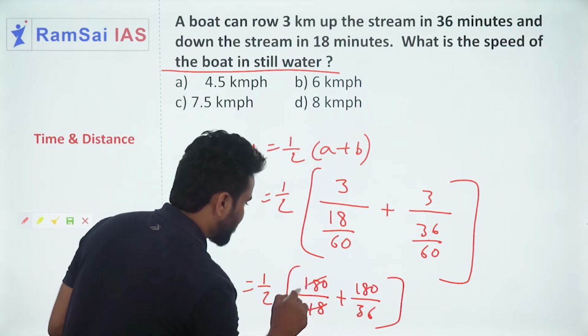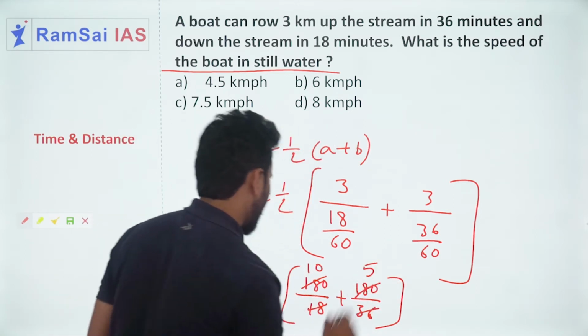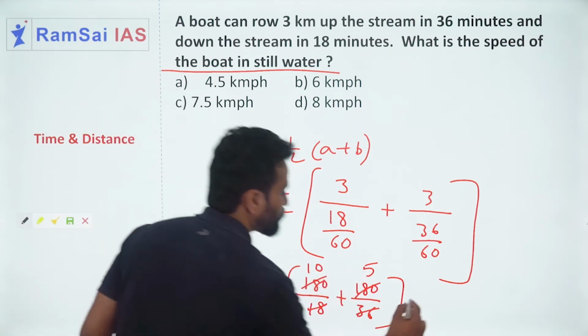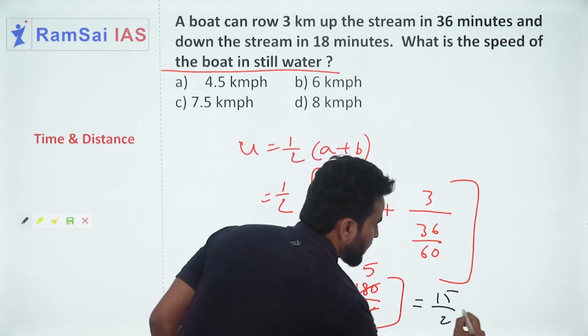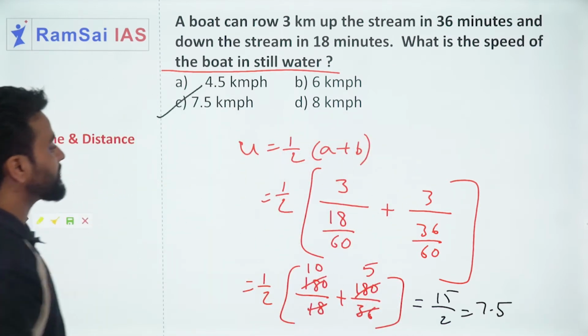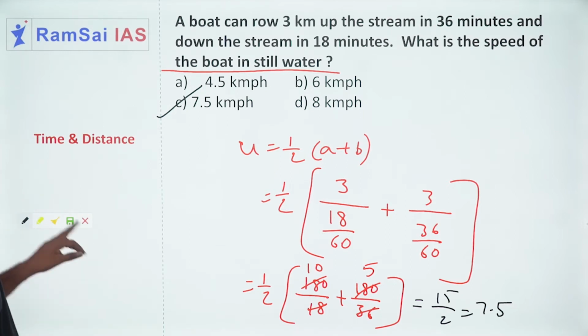So it will be 10, it will be 5. So 10 plus 5 is 15 upon 2. So 15 by 2, it will be 7.5 kilometer per hour. So option C, 7.5 kilometer per hour will be the answer.